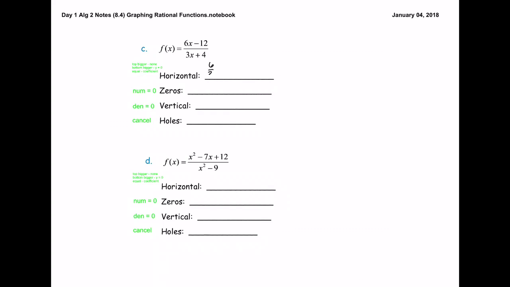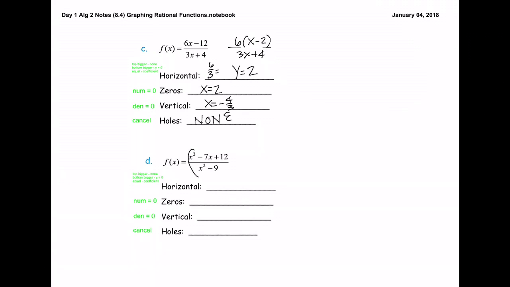So we would do 6 over 3, which would simplify to 2. So our horizontal asymptote is y equals 2. When we factor our 6 out, we see that nothing cancels, so we have no holes. Setting our numerator equal to 0, we get x is equal to +2. Setting our denominator equal to 0, we get x is equal to -4/3.